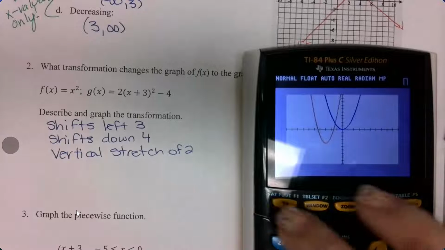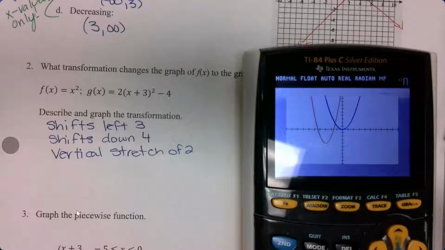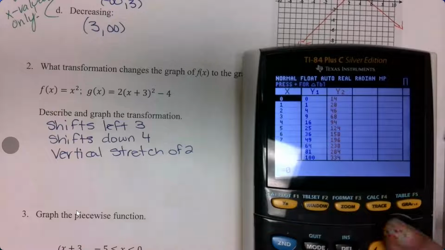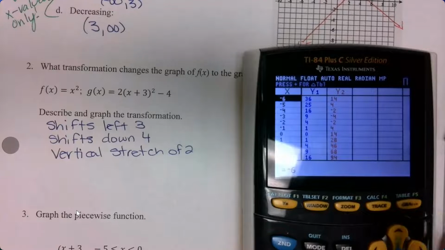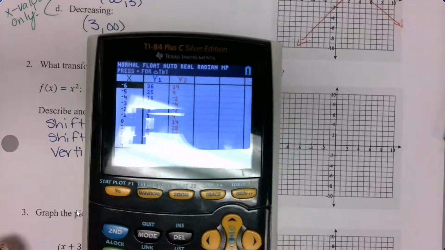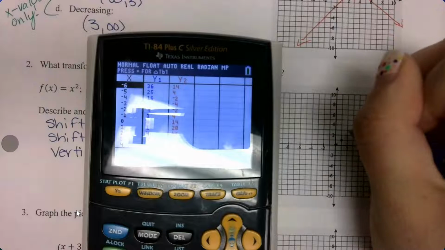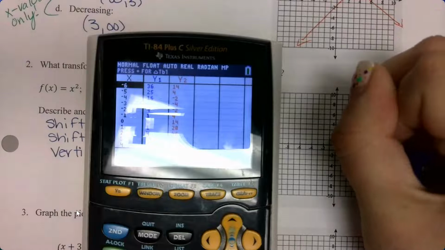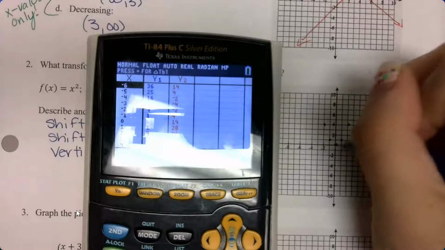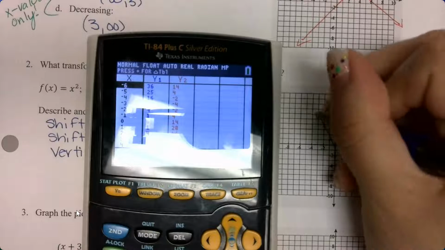I do want to graph this on my paper, so if I go second table, it will give me the table of values. I'm going to go a little bit negative because I saw that my red one was on the left side of the graph. I'm going to graph a few points. For my parent function, it's 0, 0, 1, 1, 2, 4, and then -1, 1, -2, 4. So this is my f of x.